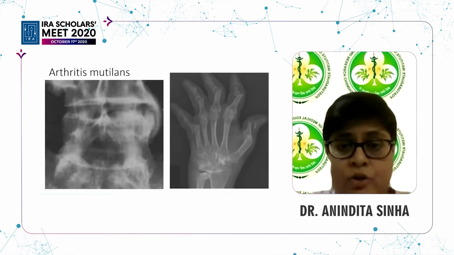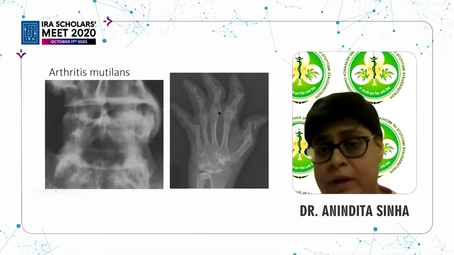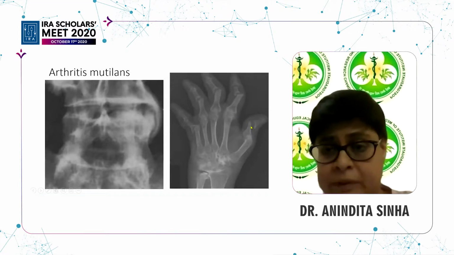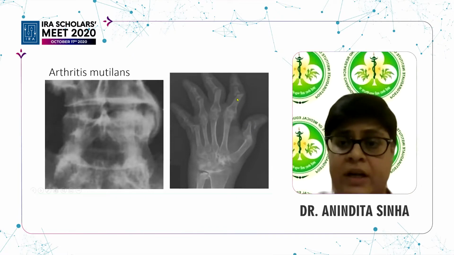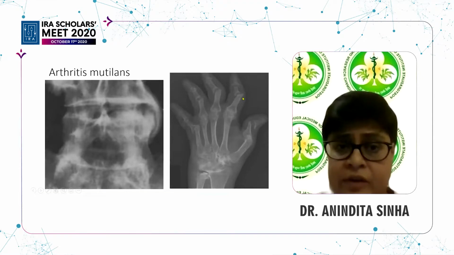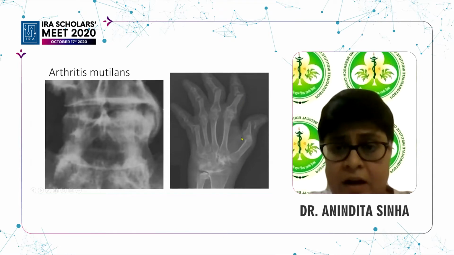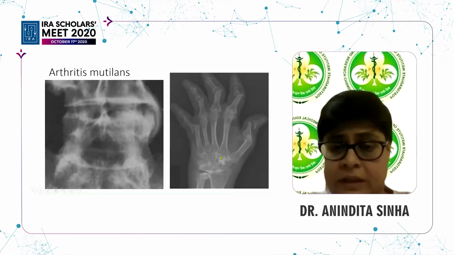Now, I had shown you that arthritis mutilans is not very commonly seen in psoriatic arthritis, but here you see that the phalanges almost become thin and licked out like a neuropathic arthropathy, and there is a lot of dislocation and disorganization, and this is known as arthritis mutilans, which is a classical finding in psoriatic arthritis.